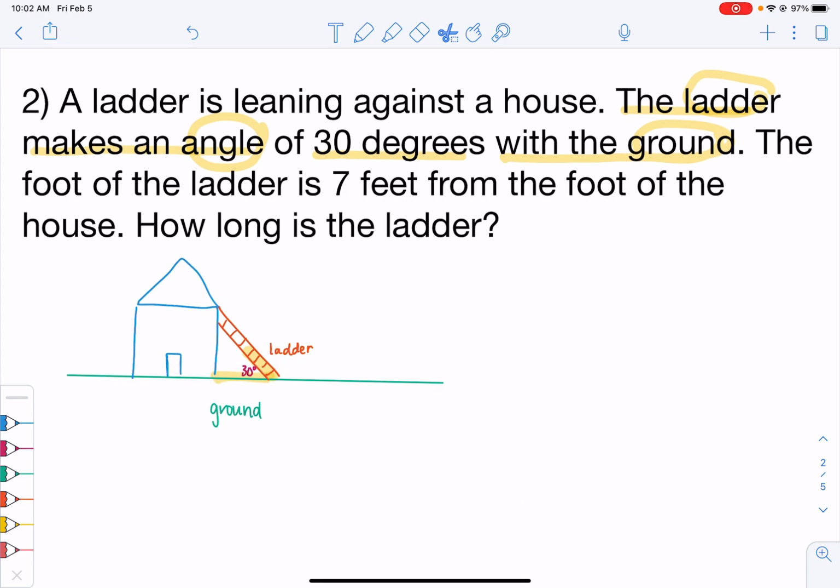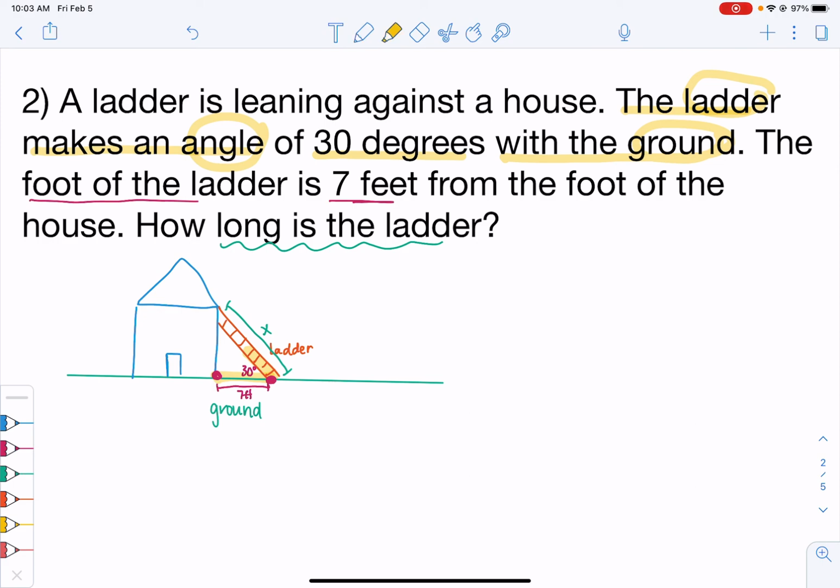The foot of the ladder means bottom of the ladder. So here it is 7 feet from the foot or bottom of the house. So this distance is 7 feet. We want to know how long is the ladder. So what is this distance?